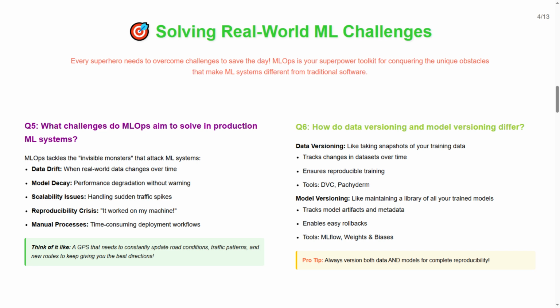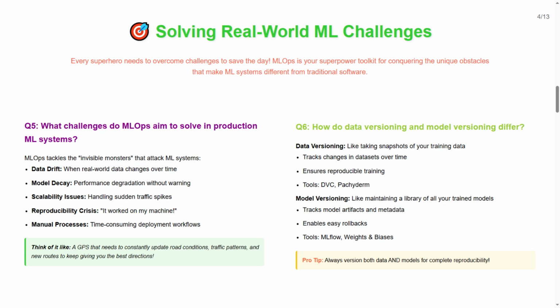Now, the analogy section. Think of it like a GPS that needs to constantly update road conditions, traffic patterns, and new routes to keep giving you the best directions. Sixth question, how do data versioning and model versioning differ?